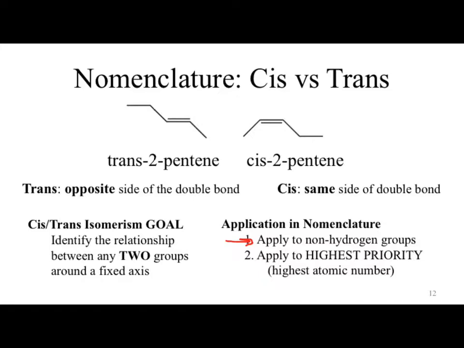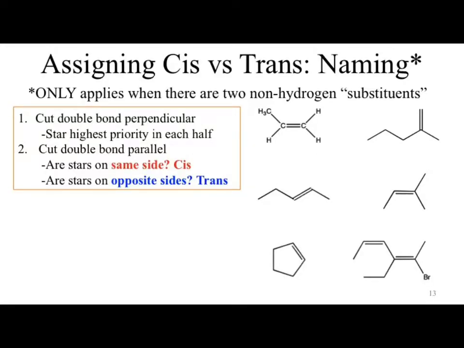So let's go through a couple examples here. So here are the rules that we just talked about. You're cutting the double bond perpendicular. Then you'll star your highest priority in each half. And then we'll cut parallel to the double bond. And then we'll decide, are our stars on the same side or opposite sides? And we can do that with each of these.